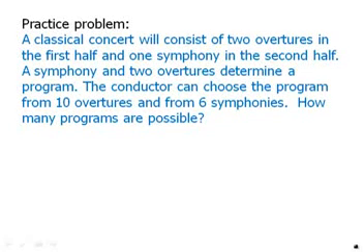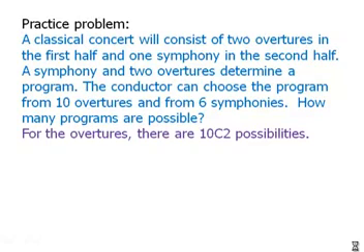Here's a practice problem. Pause the video and we'll talk about this. Okay. A classical concert will consist of 2 overtures in the first half and 1 symphony in the second half. The symphony and 2 overtures determine the program. The conductor can choose the program from 10 possible overtures and from 6 possible symphonies. How many programs are possible?